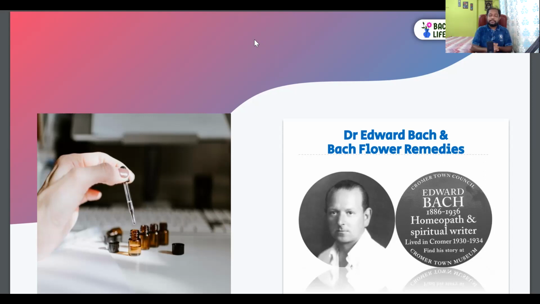Out of these 38 remedies, 37 remedies are made from the flowers, and one remedy, which is rock water, is made from the water which is flowing down on the rocks. So that's why this remedy is called rock water, but the other 37 remedies are made from the flowers. So let's move to the next slide.